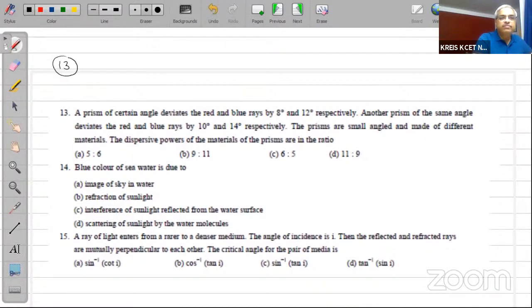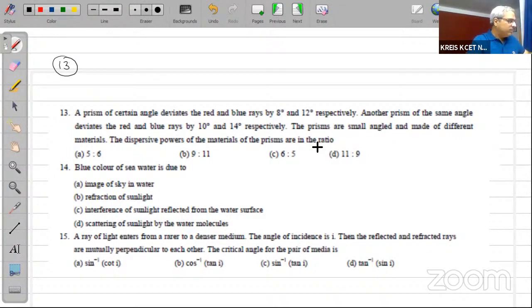13th question. A prism of certain angle deviates the red and the blue by 8 degree and 12 degree respectively. Another prism of the same angle deviates the red and the blue by 10 degree and 14 degree respectively. The prisms are small angle and made up of different material. The dispersive power of the materials of the prism are in the ratio. Fantastic question, and I think you all should know how to do this.